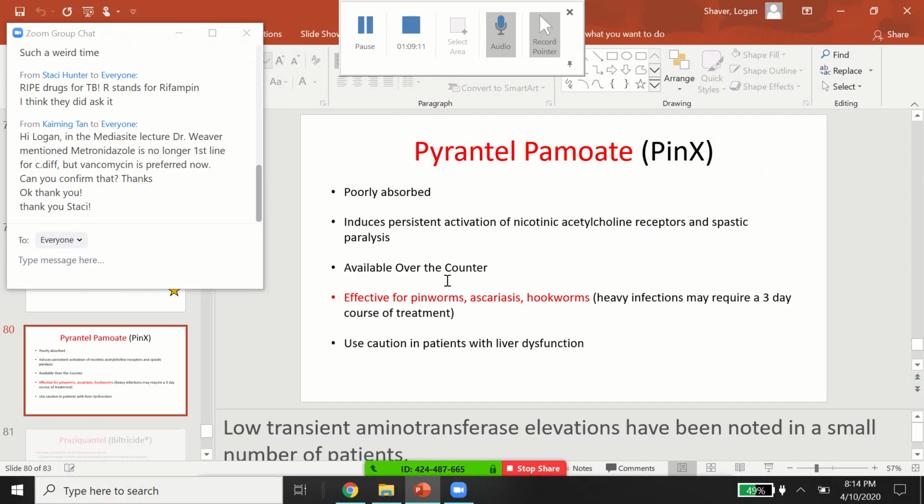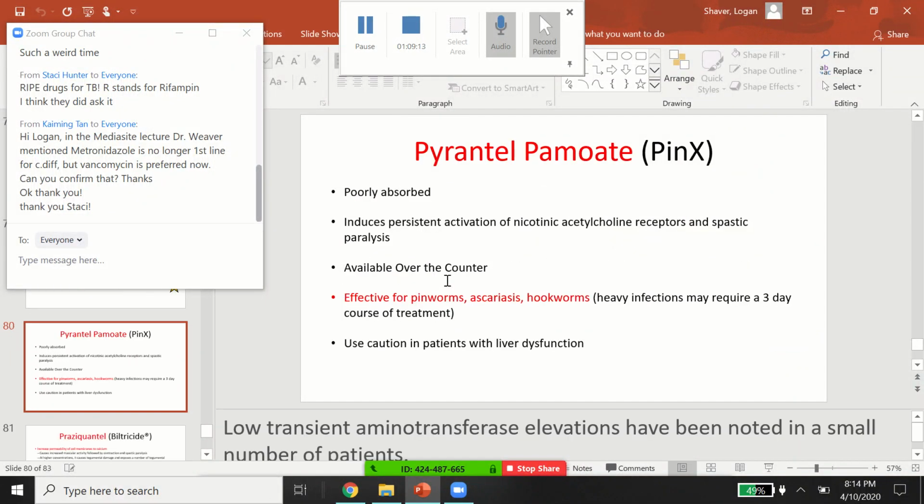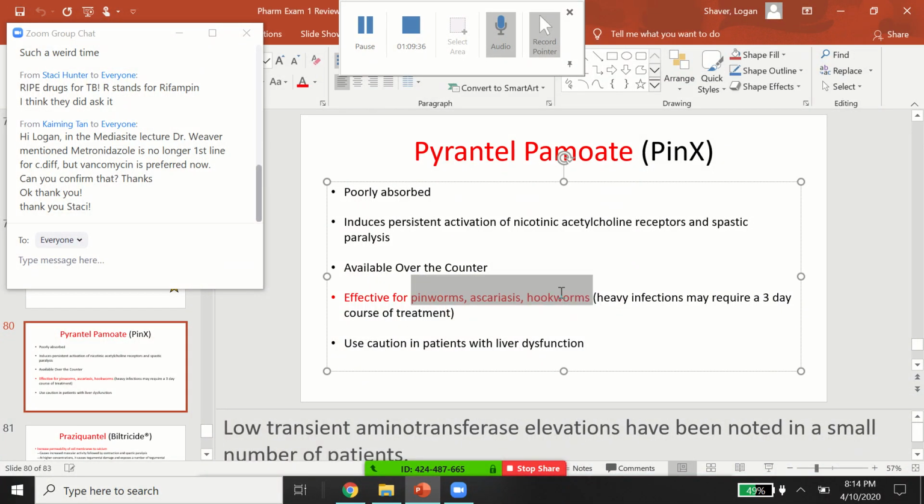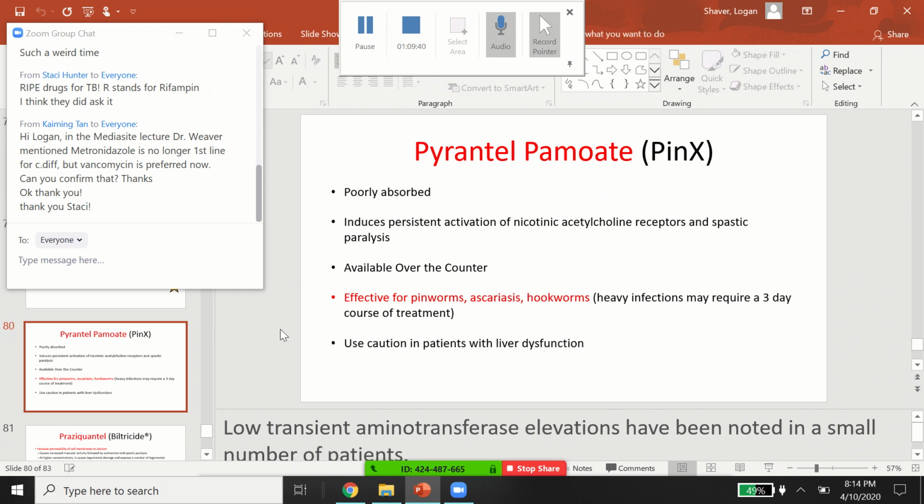All right, then pyrantel pamoate. In a way, you see the pinworms, so that might help you since it's got two P's there. Maybe you can overlay that. It's effective for pinworms, ascariasis, and hookworms. We haven't really talked about any of those infections in particular yet. So make sure that you know it's specifically for pinworms, ascariasis, and hookworms.